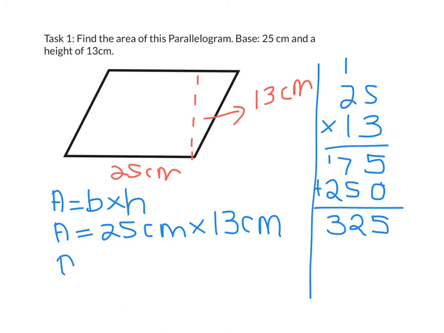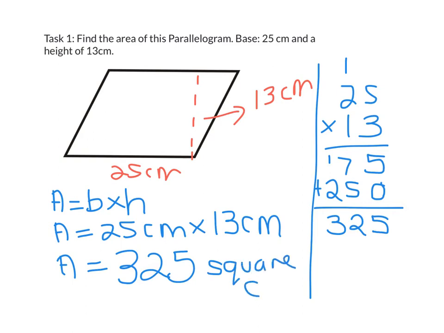So my area would equal 325 square centimeters, or I could write it as 325 centimeters squared.